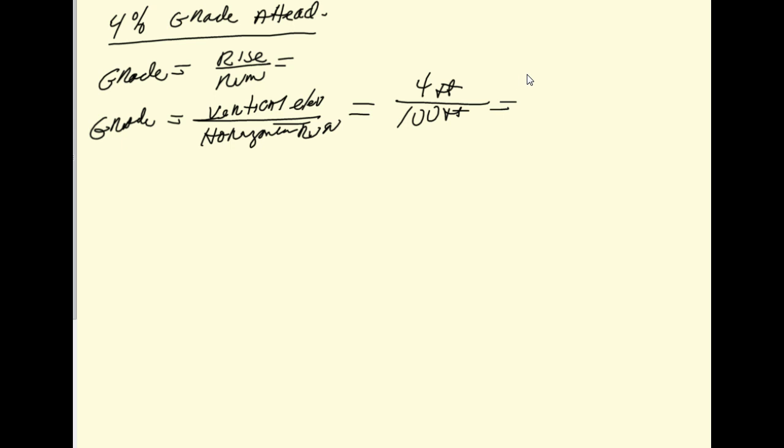4/100 is equal to 0.04. Okay, and to change that to percent, we move the decimal point over two places and we get 4%. So we have 4% grade. And that's a ratio.